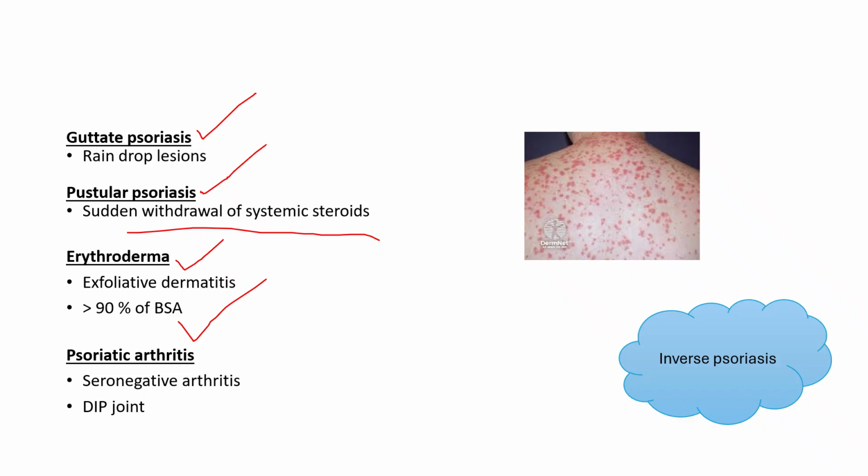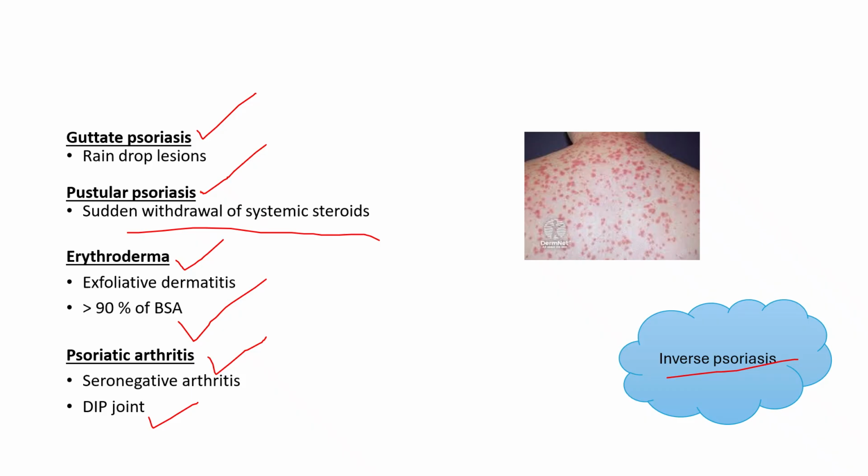Erythroderma is a condition, any condition of the skin, which involves 90% of the body surface area. The exfoliative dermatitis involves more than 90% of the body surface area. One of the conditions is psoriasis, another can be eczema. Psoriatic arthritis is another variant, which is a seronegative spondyloarthropathy, HLA-B27 positive, and it usually involves the DIP joint.